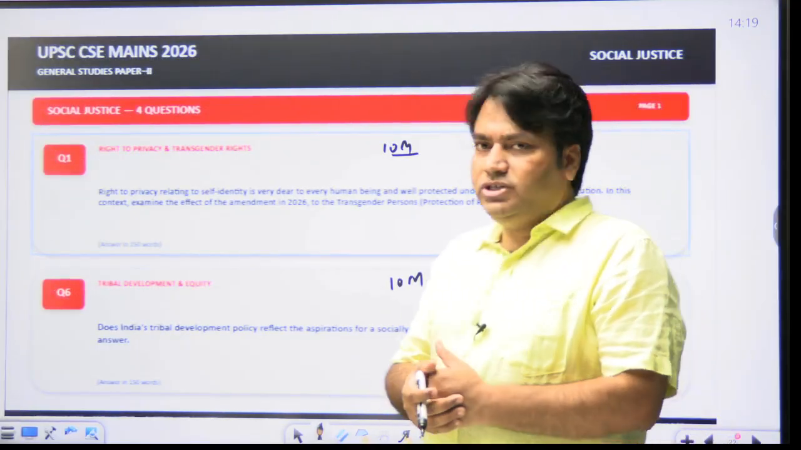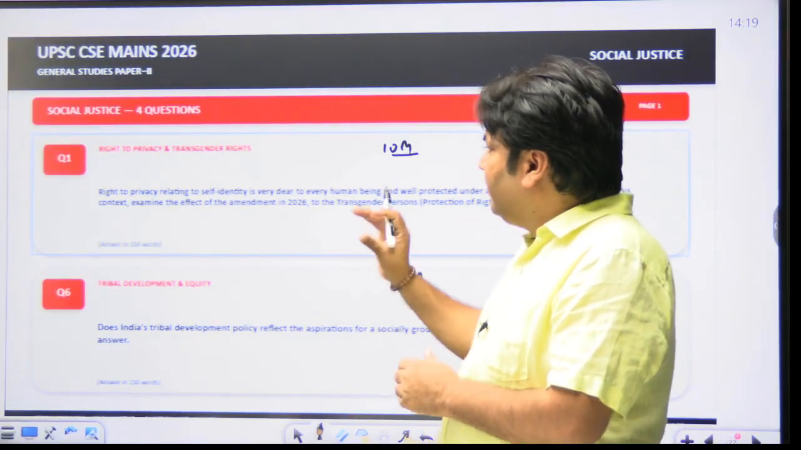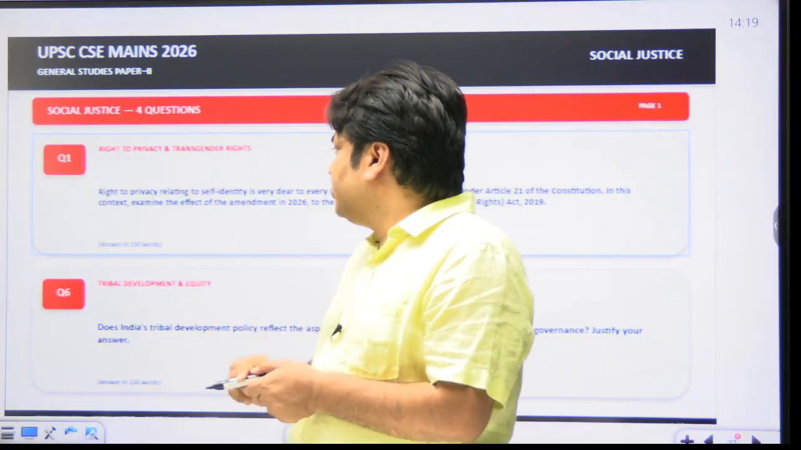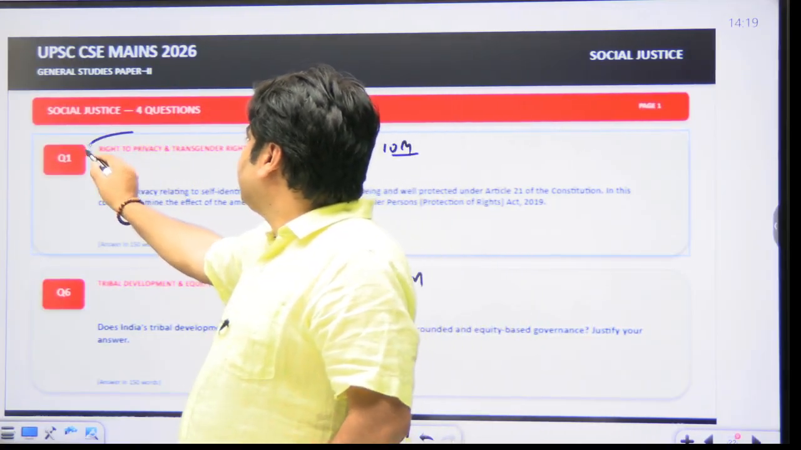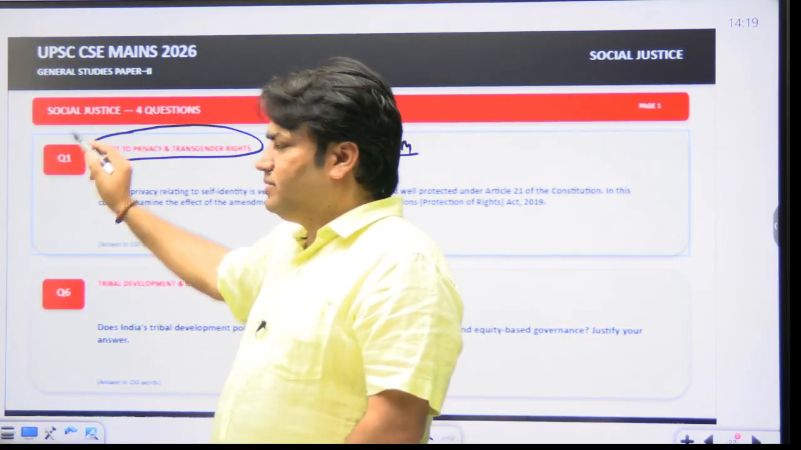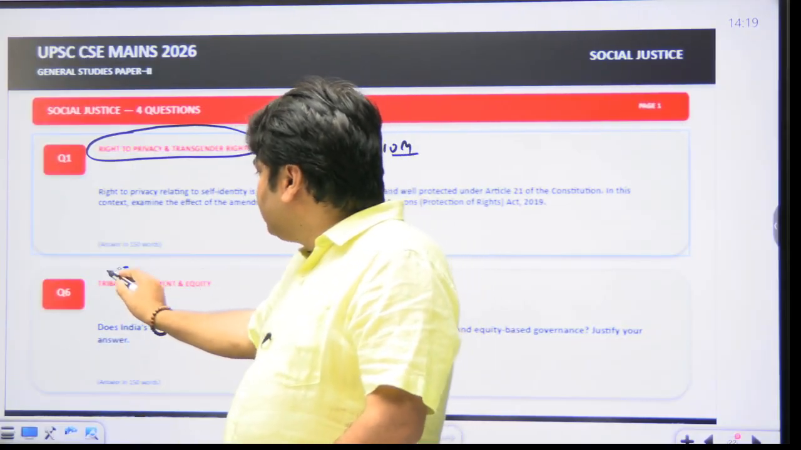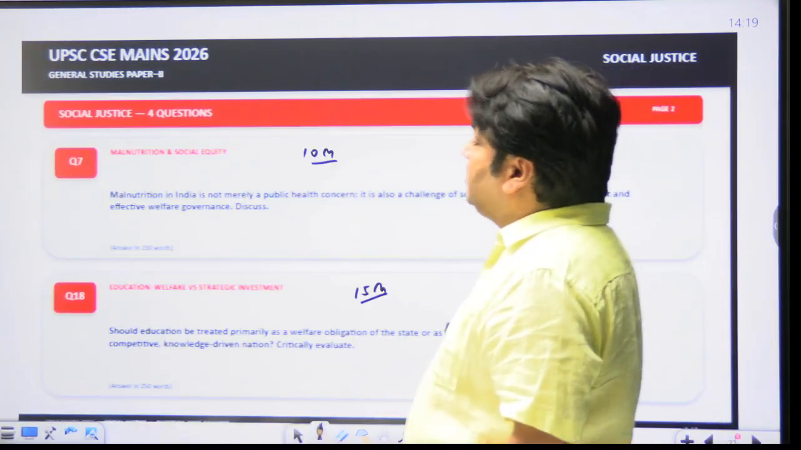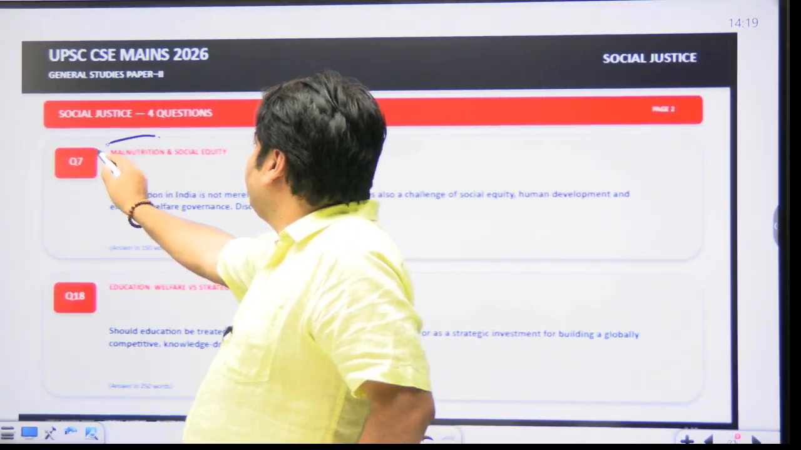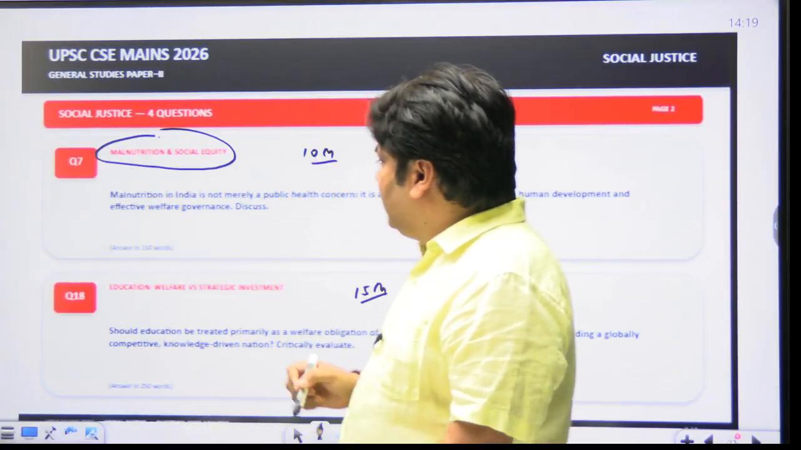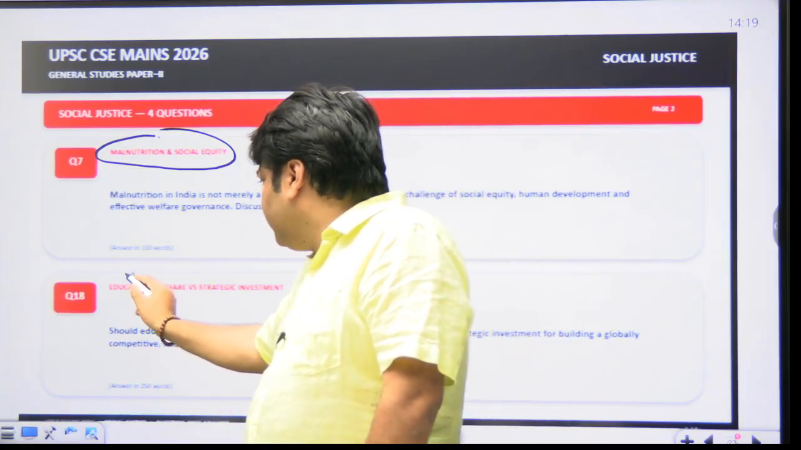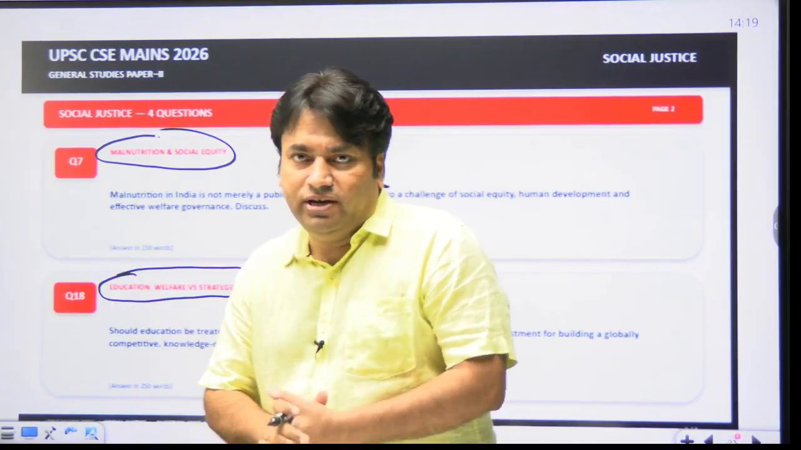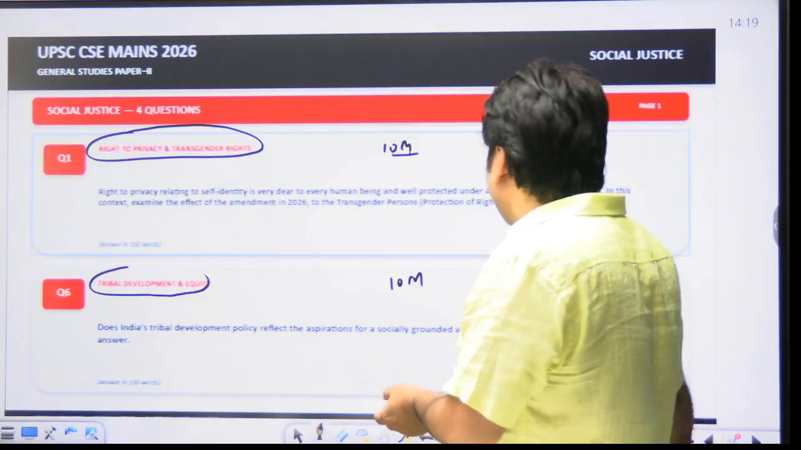Now what are the questions? Let's identify the theme here from social justice. So question number 1 is related to the theme right to privacy and transgender rights. Question number 6 is related to the theme tribal development and equity. Question number 7 is related to the theme malnutrition and social equity. And question number 18 is related to the theme education, welfare versus strategic investment. Now we have identified the themes.